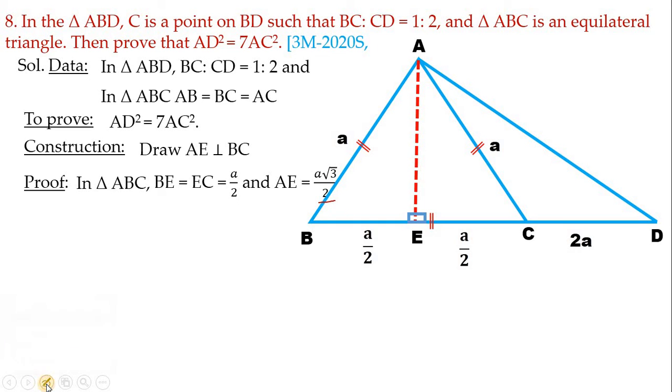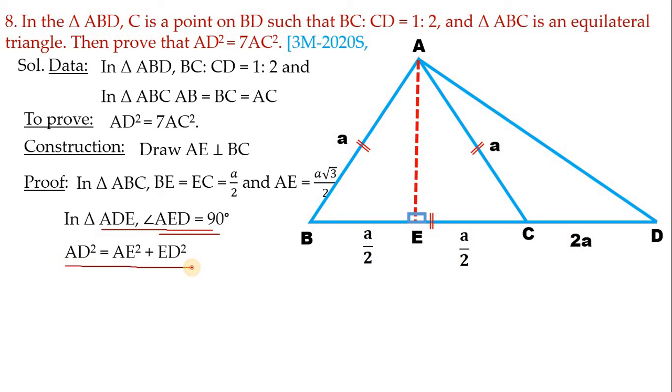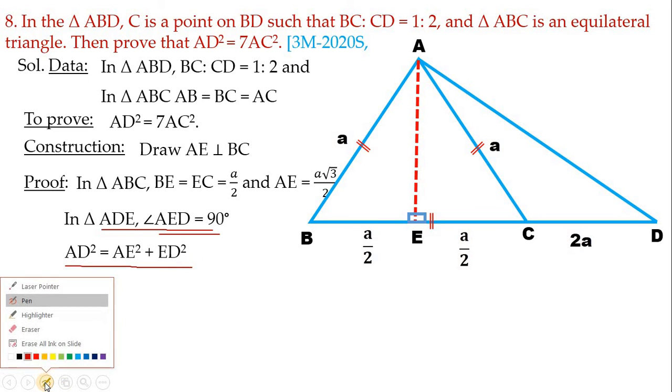Now let us apply the Pythagoras theorem for triangle AED, this full triangle. If you apply the Pythagoras concept, we get, in triangle ADE, angle AED equals 90 degrees. Therefore, AD square is equal to AE square plus ED square.